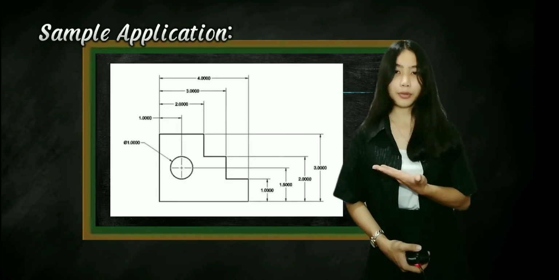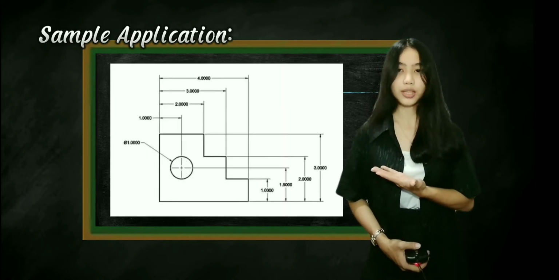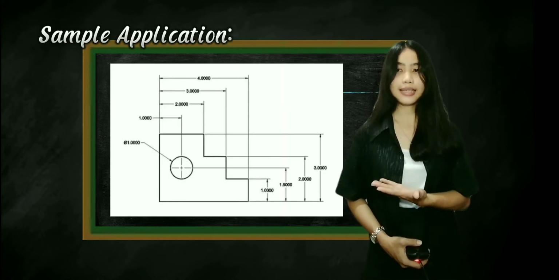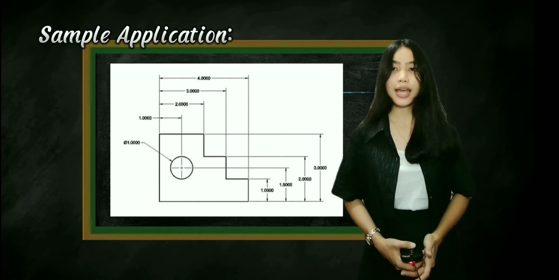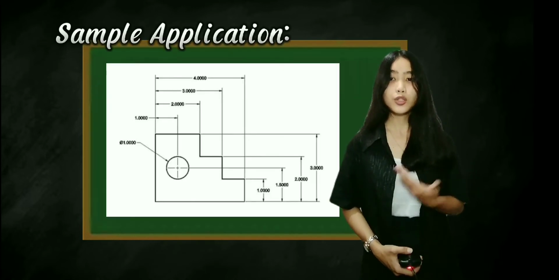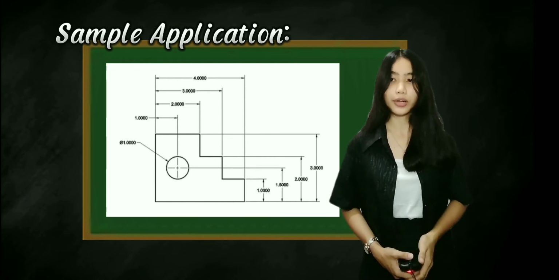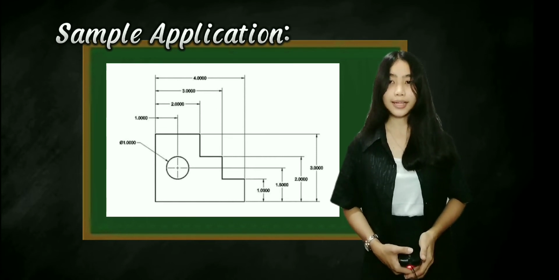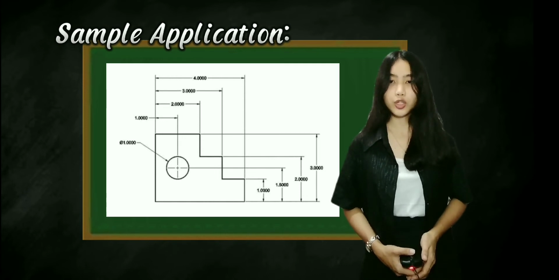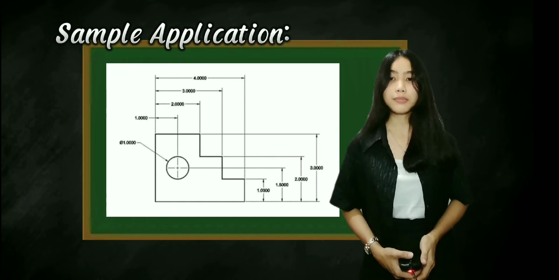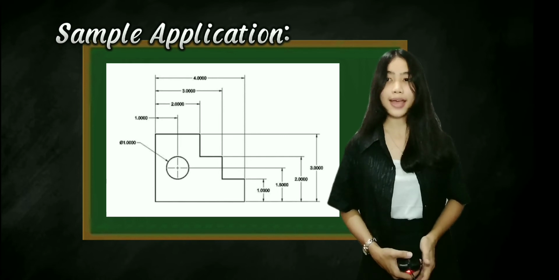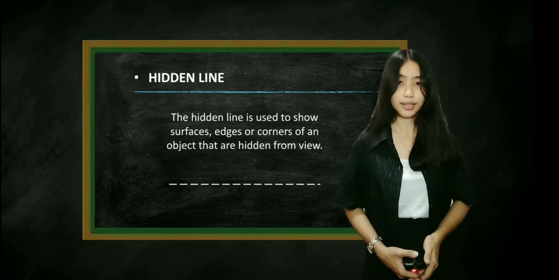Here is a sample application of a dimension line. As you can see in the picture, dimension lines are thin and dark lines used to show the size or span of an object with a numeric value. They also show the length, width, and height of the features of an object. Usually terminates with arrowheads at the end or tick markings.